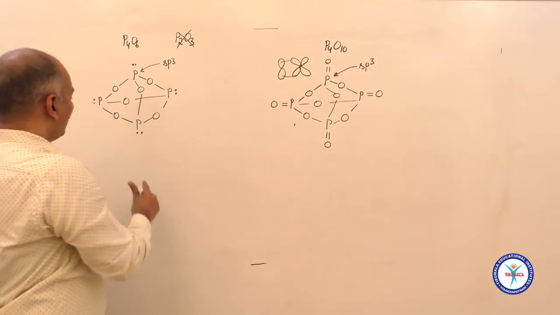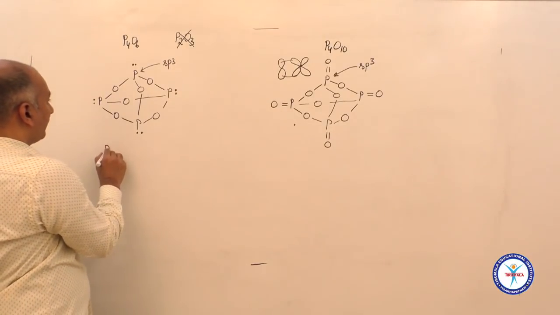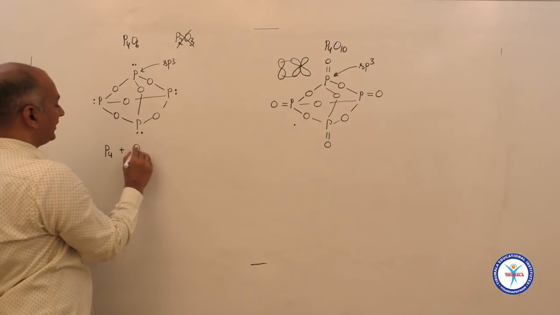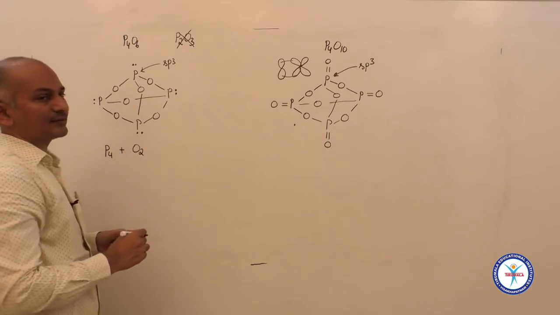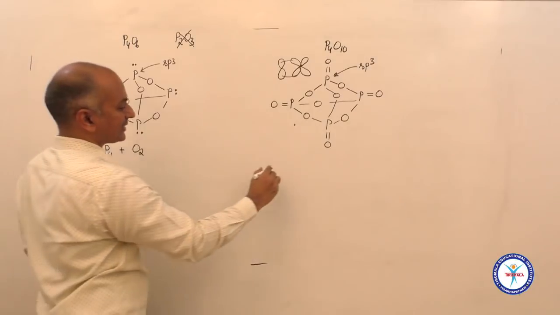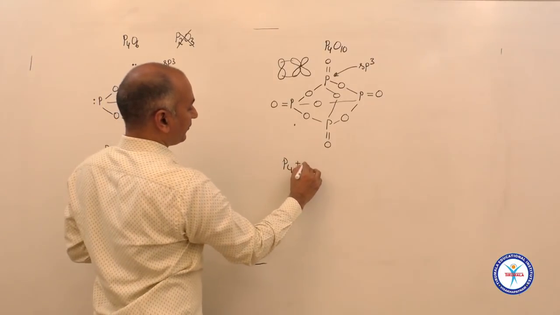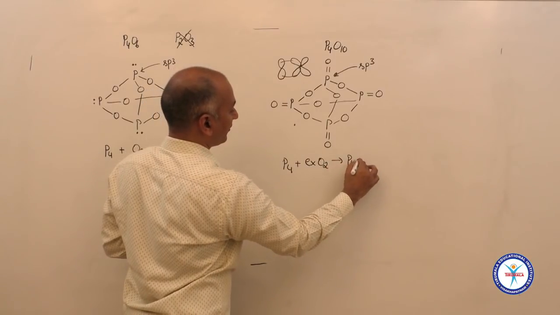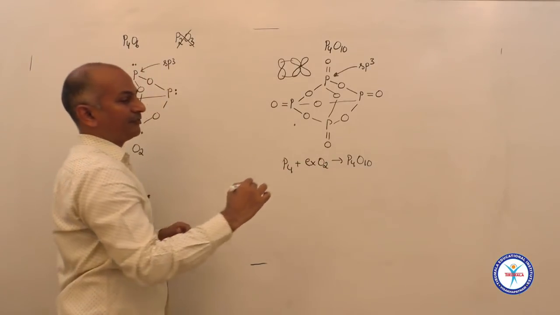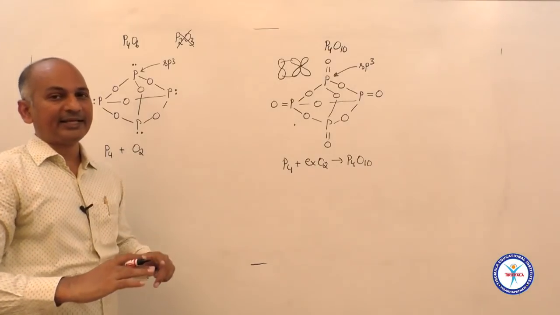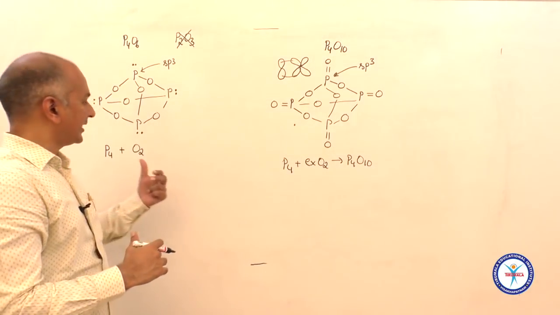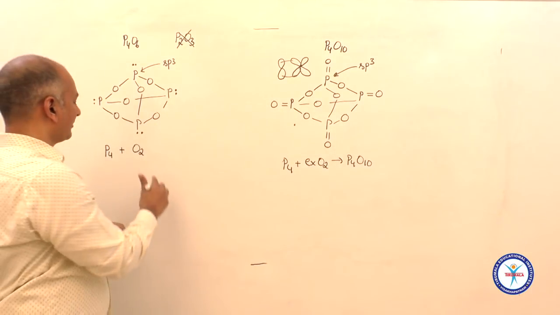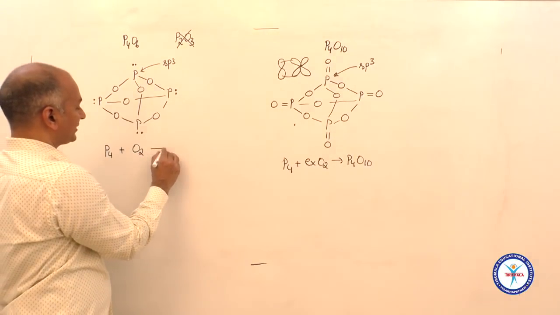Next point, we prepare P4O6 by treating white phosphorus with limited supply of oxygen. If it is excess, then you will get P4O10. P4 with excess oxygen will give you P4O10. But if you keep that oxygen as a limiting reagent, and not exactly as a limiting reagent, but in a limited supply, so then you will get P4O6.